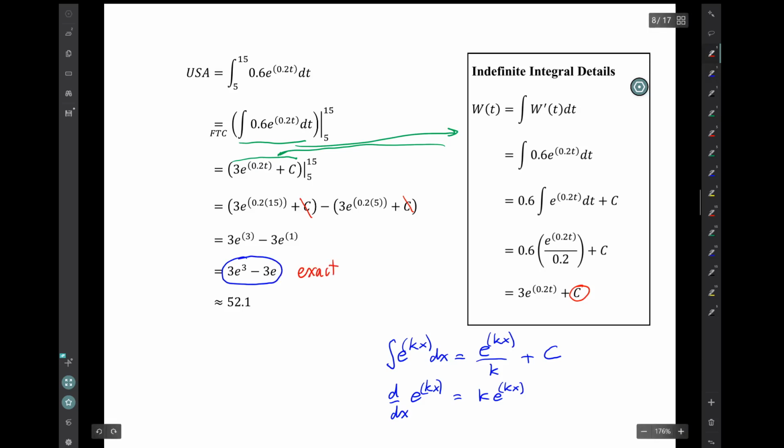Now we can type that into a calculator and get a decimal approximation. Here I just wrote down one decimal place. I could have written down 20, or 100 decimal places. It would still be an approximation. The only way to write the answer exactly is to write it in symbols, as I've written it here: 3e cubed minus 3e.